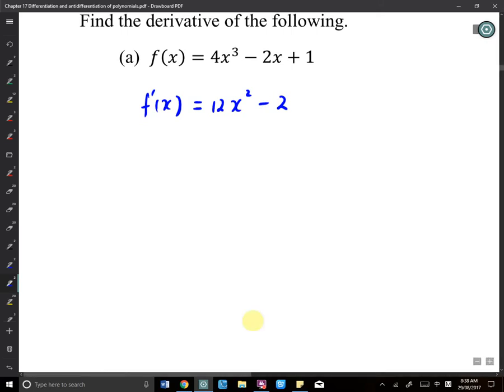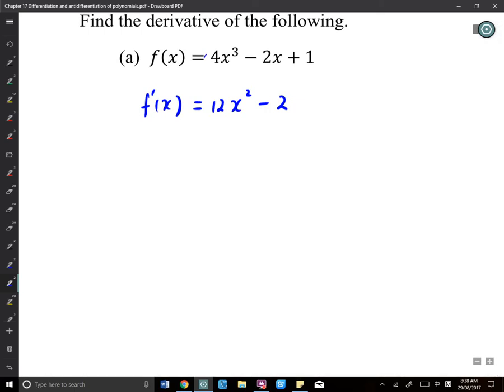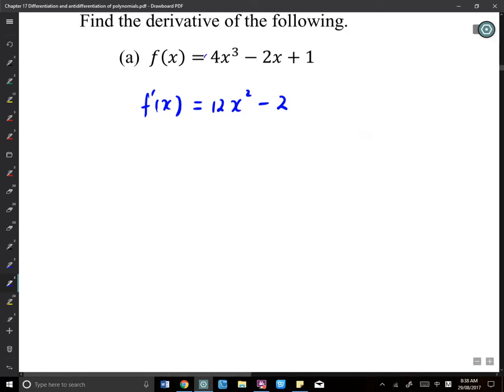Okay, so the 3 drags into the front, times with the 4, you have the 12, and 3 reduced by 1, you have the 2. Okay, and a linear.